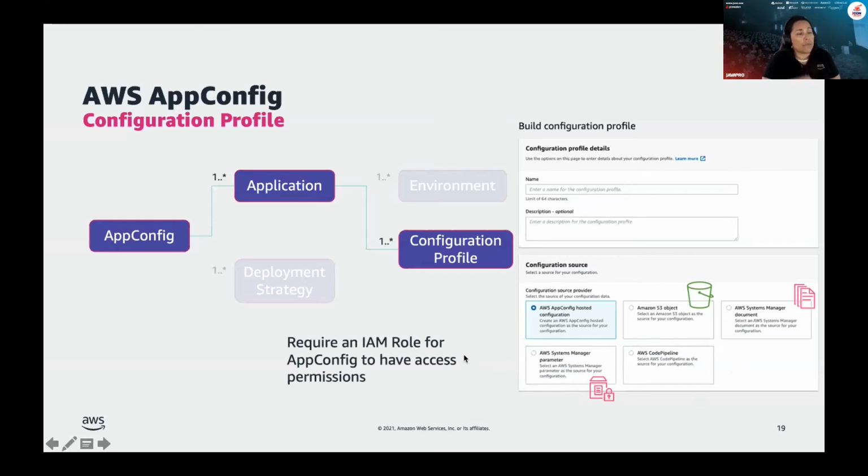If AppConfig needs to reach out to those other AWS services to access that underlying configuration, then it will need to have an Identity and Access Management role. So we'll have to have the right permissions to access those services, and we'll have to grant that ourselves as well.